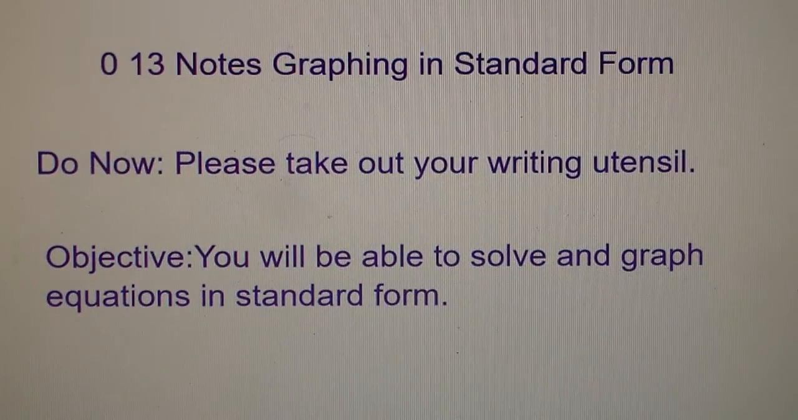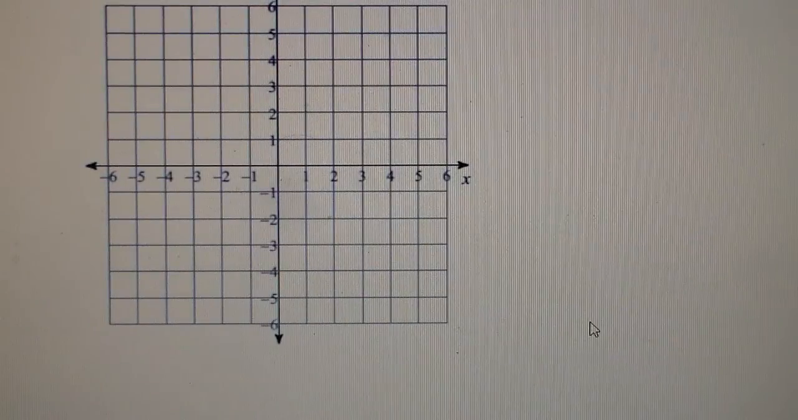These are O13 notes, graphing in standard form. Your objective, you'll be able to solve and graph equations in standard form, when given standard form, that is. So let's take a look, see exactly what I'm talking about here.